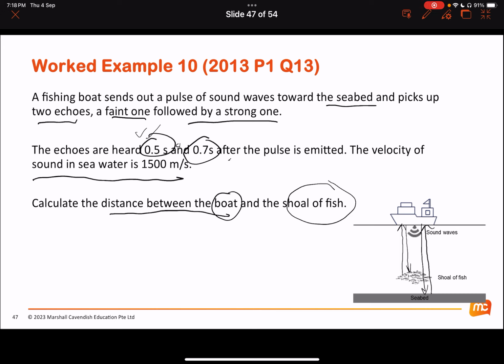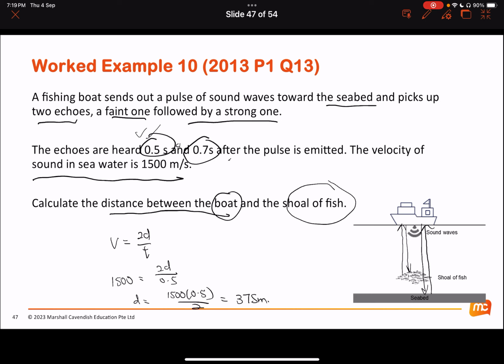So in that case, v equals 2d divided by t. So 1500 equals 2d divided by 0.5. So there you have it, you have your answer, 375 meters.